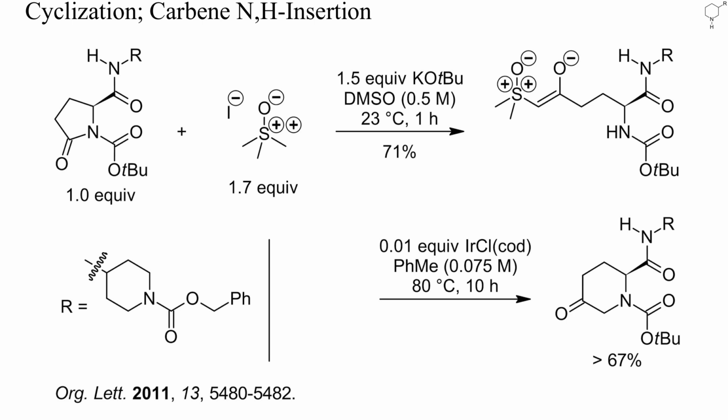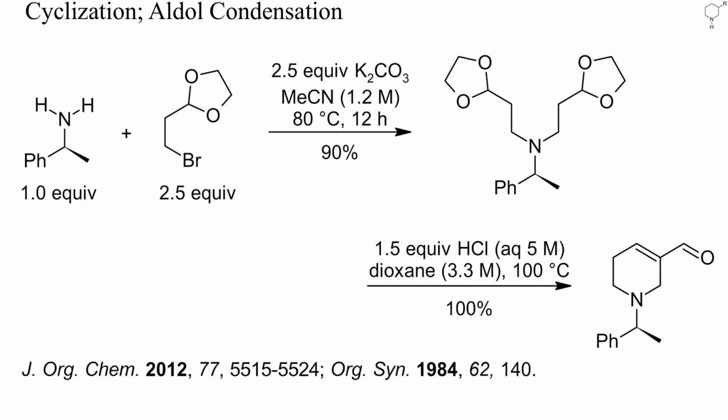Glutamic acid can be transformed into the starting pyrrolidinone of this example. Treatment with quaternized DMSO and a strong base gave a carbene precursor, which cyclized to a 3-piperidinone upon treatment with catalytic iridium. One convenient strategy to prepare 3,4-unsubstituted tetrahydropyridines is by intramolecular aldol condensation.